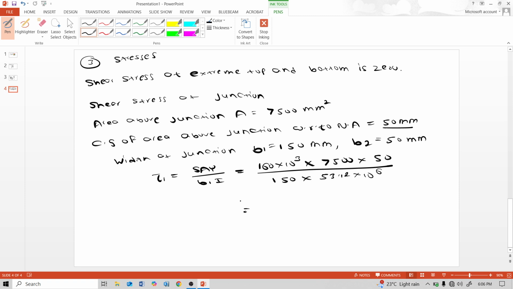So 160 into 10 raised to 3 multiplied by 7500 multiplied by 50 divided by 150 multiplied by 53.12 into 10 raised to 6 is 7.53 Newton per mm square. This is the shear stress at the junction.